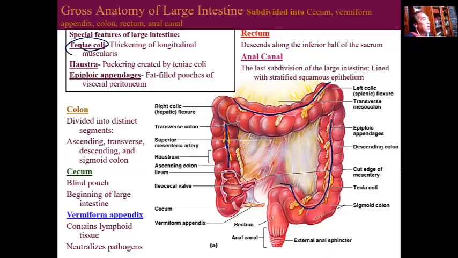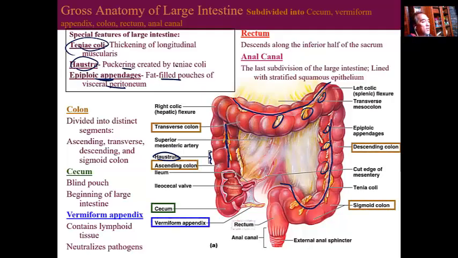The haustra are the puckering created by the teniculi. Each segment of this is called a haustra, and that's the reason why it looks like sausages. Within the teniculi are fat-filled pouches that are also part of the visceral peritoneum. These are called epiploic appendices. So those are the things that you see in your large intestinal tract.